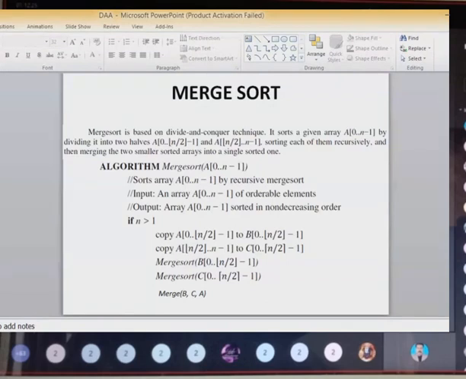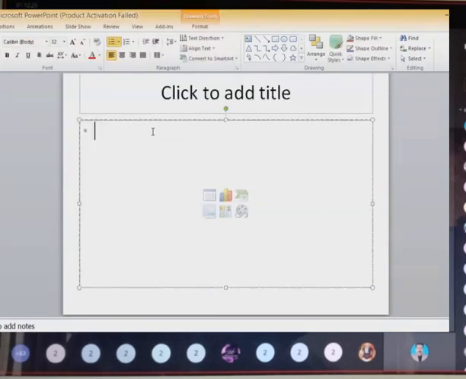Now consider n is greater than 1. The value of n represents the number of elements in the array. Now, when the number of elements is greater than 1, copy the first half of the elements to the B array. Next, copy the second half of the elements to the C array. Let me explain this clearly.